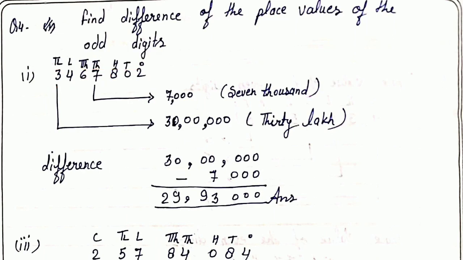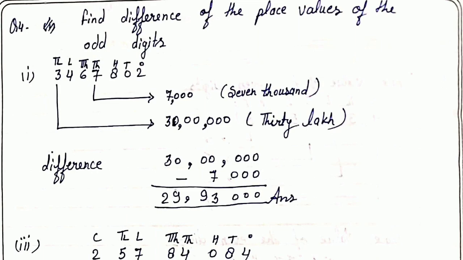Okay, now we will find out the difference. So which number is bigger? Obviously 30 lakh is bigger, so first we will write 30 lakh, then we will subtract 7000. So the answer will be 29 lakh 93,000 only.